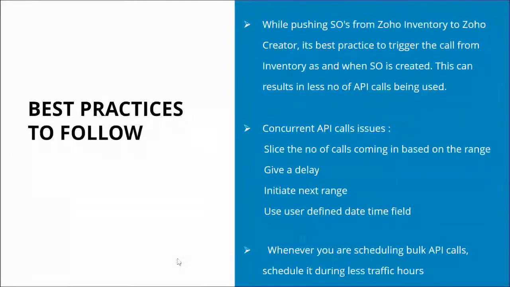And another frequent issue that most of us face is the concurrent API call issue, right? This can be overcome by slicing the number of calls coming in based on the range. You can set one range, and after that you can give it a delay and initiate the next range. And whenever you're scheduling bulk API calls, you should schedule them during the less traffic hours so that you can avoid the error logs being created or the schedule being unsuccessful.